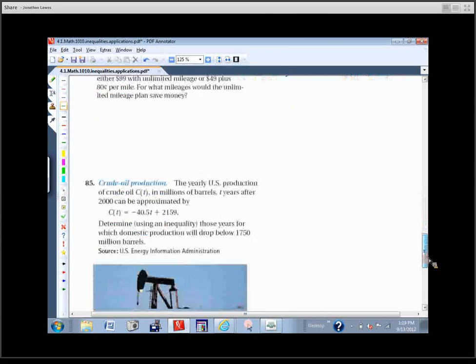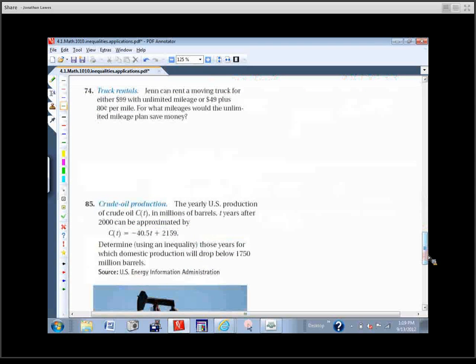Easy enough? Okay, I've got 2 problems here. I'd like you to just look at those, and then we're going to do one of them really quickly. This doesn't take much time. It's a made-up problem, but there are actually real-life problems like this. Jen can rent a moving truck for either $99 with unlimited mileage, or $49 plus 80 cents per mile. For what mileage would the unlimited mileage plan save money?